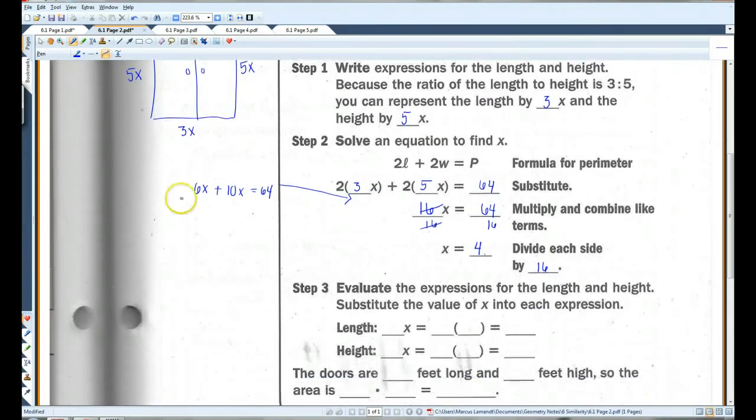Okay, so we know that the length was 3x and the height was 5x. And x equals 4. So 3 times 4 is 12. 5 times 4 is 20. So the doors are 12 feet long and 20 feet high. So the area is 12 times 20, which is 240 feet squared.